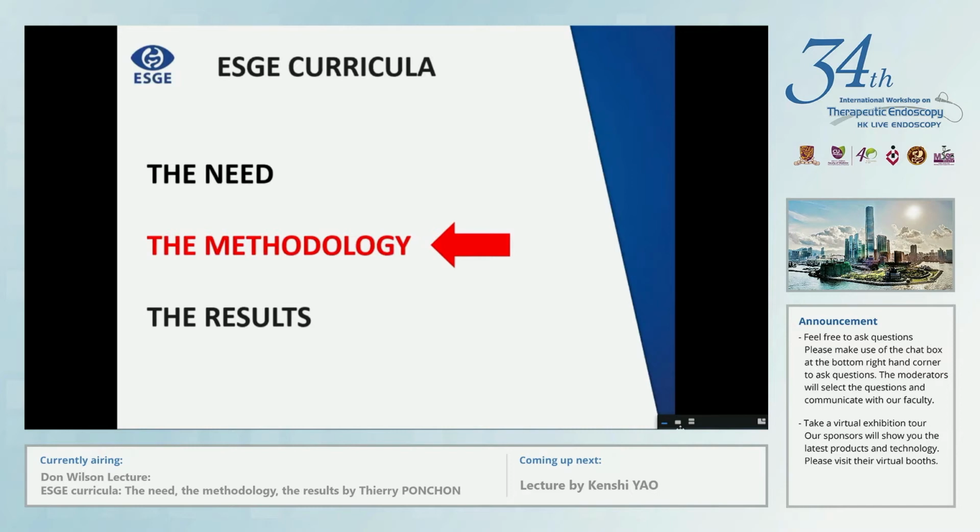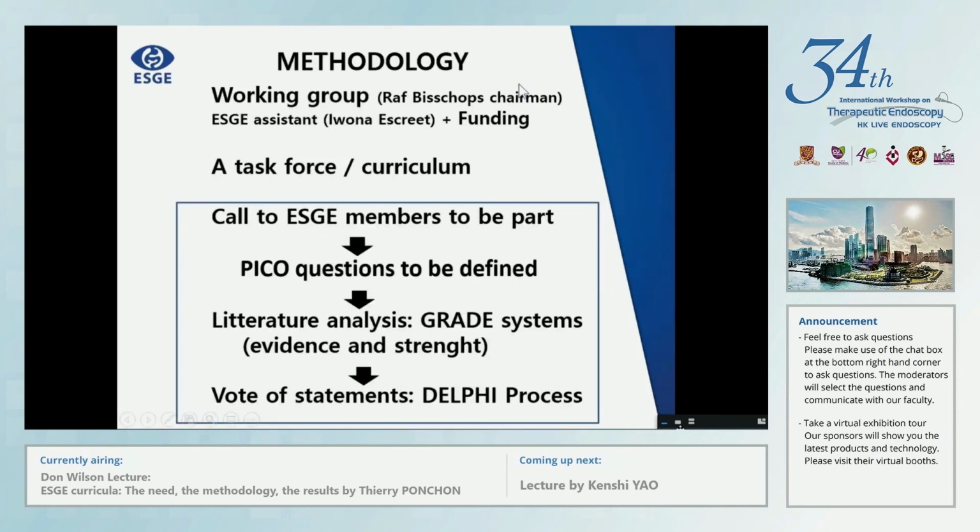Now the methodology behind the curricula. I think it's quite important. You need to have a strict methodology. You cannot write such curricula without a working group, without a very strict methodology, despite the literature being quite limited on this topic, unfortunately. So this is a brief overview of the methodology.